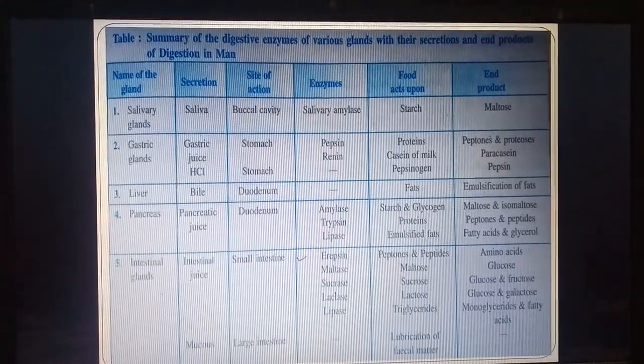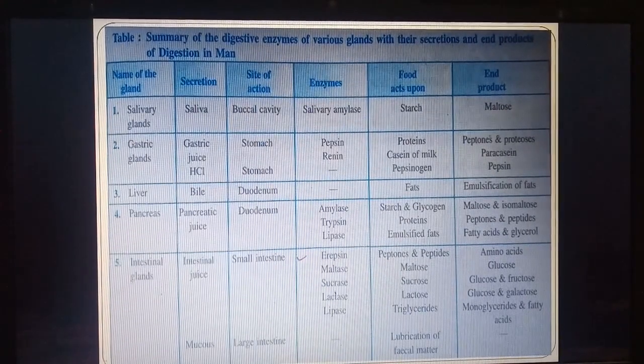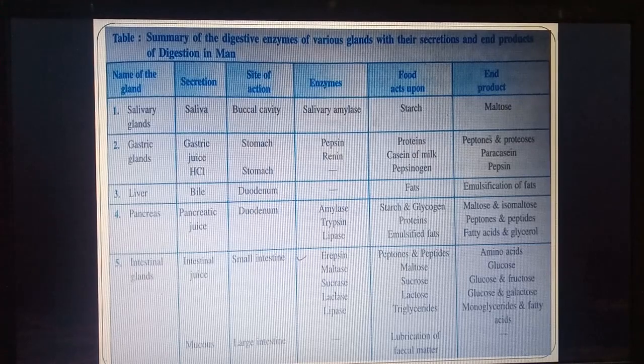Here we can see digestive enzymes. The first is the salivary glands. They produce saliva. It acts in the buccal cavity or oral cavity. The enzyme is salivary amylase and it acts on starch to change it into maltose.